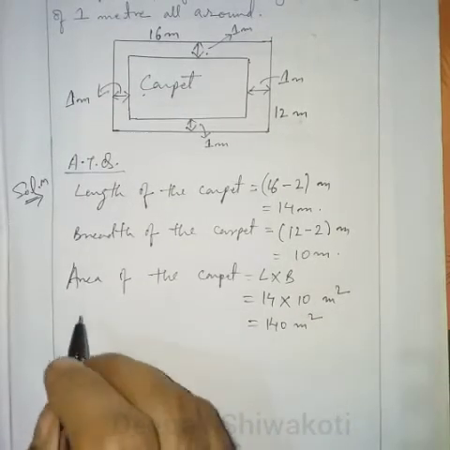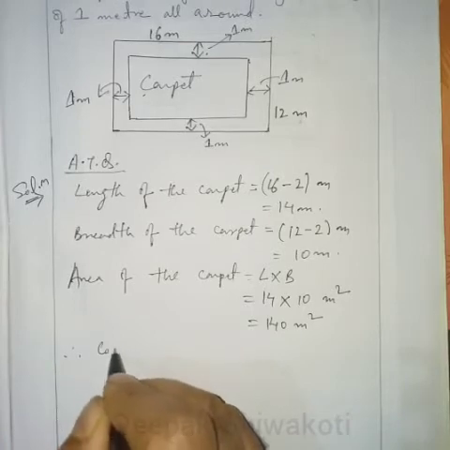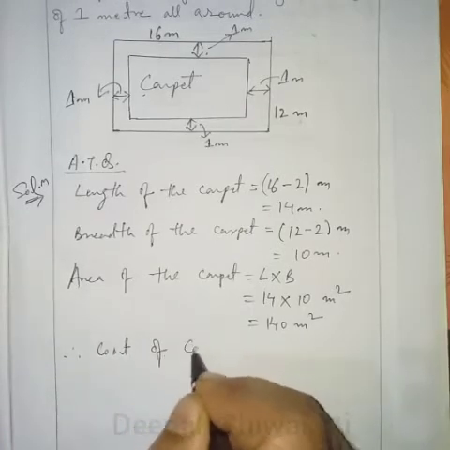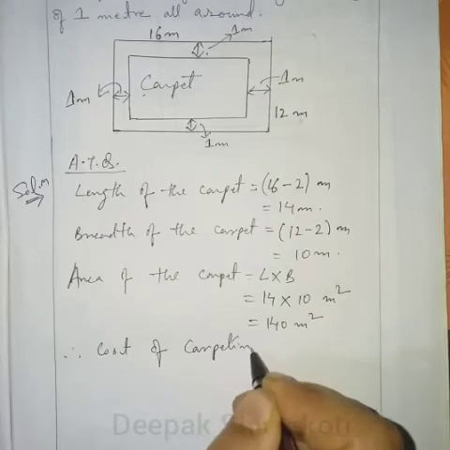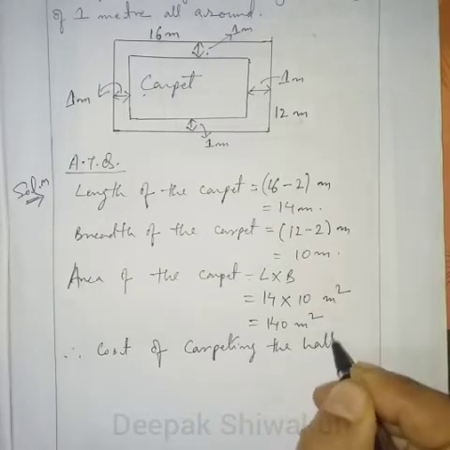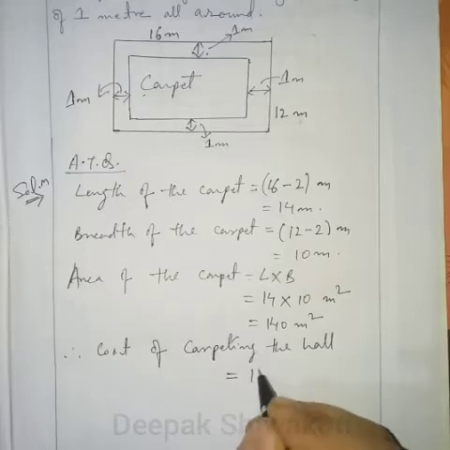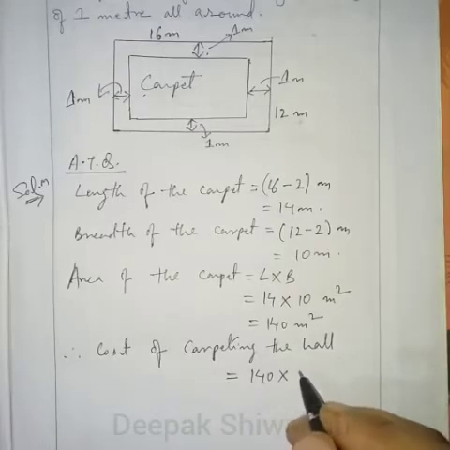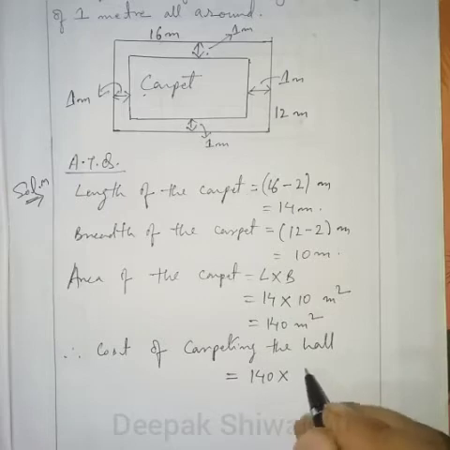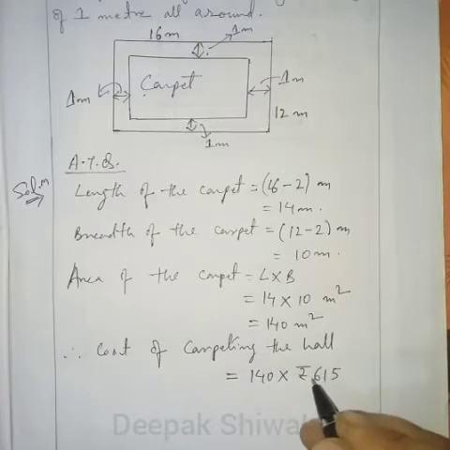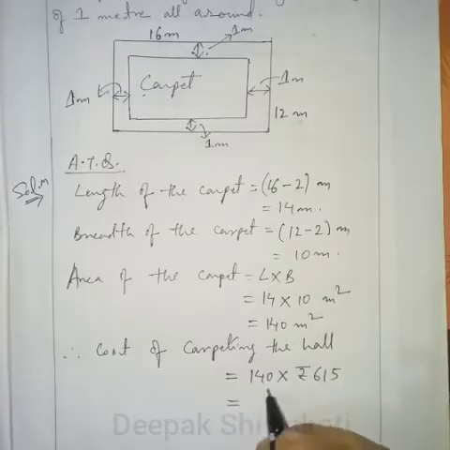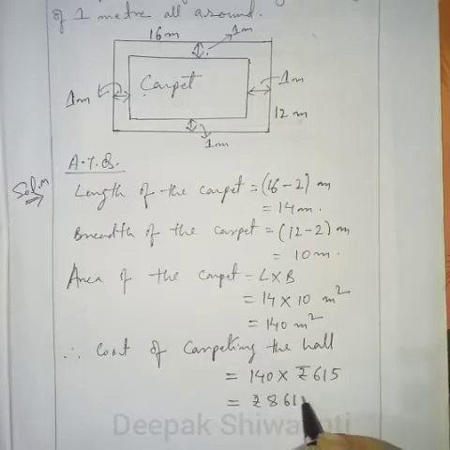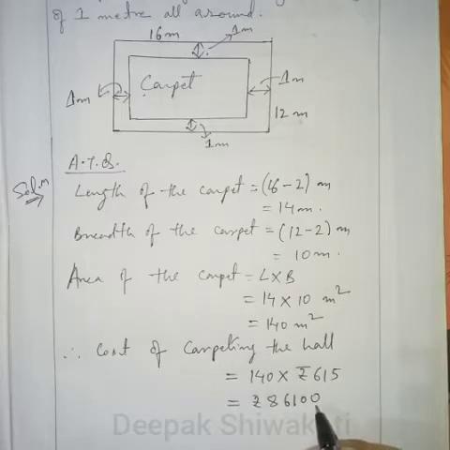Now the cost. Therefore, the cost of carpeting the hall is equal to how much? 140 into rate, which is 615 per meter square, so we'll multiply by rupees 615. When you multiply, you will get rupees 86,100.